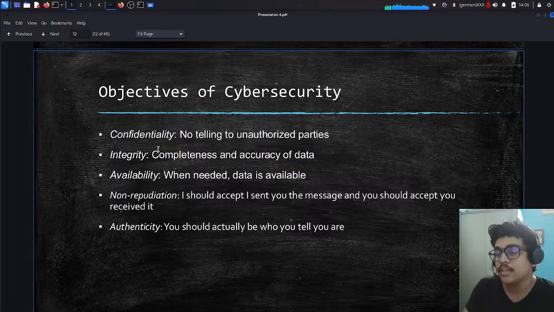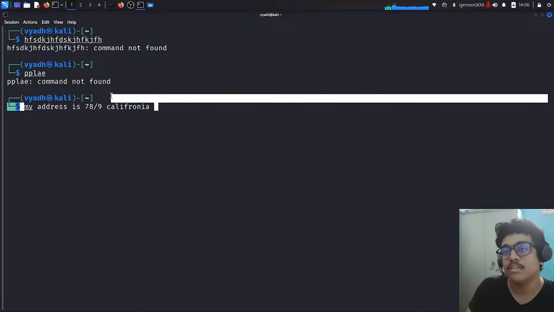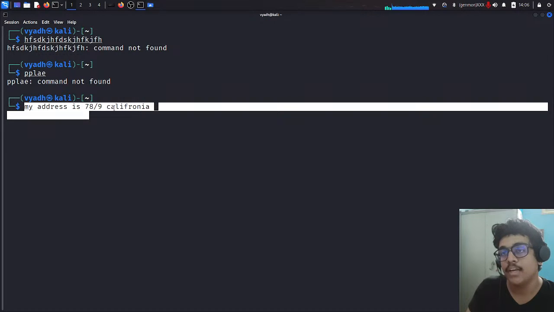So this is like when you are sending a piece of information to someone, it should be complete. For example, let's take my address, which is 78/9. So this is the information. Let me just complete it. We will take California, and yes, we just take this as a small example. My address is 78 oblique 9, California.